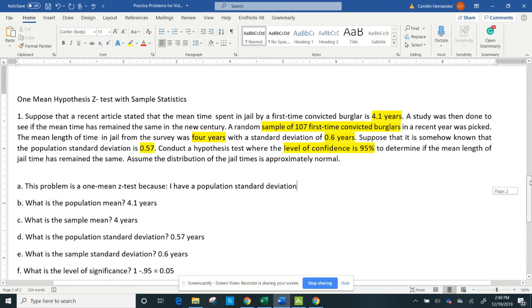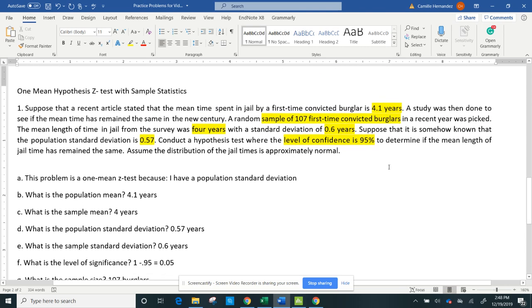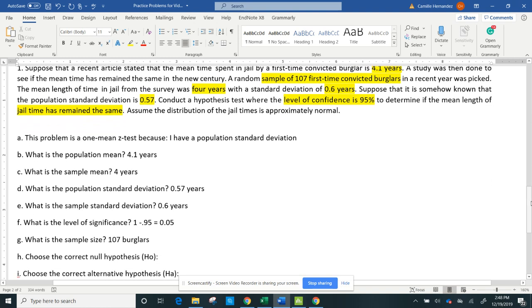null and alternative. So what did they want to know? They wanted to know if the mean length in jail time had remained the same. That's another way to say equals. So remember, the equal sign has to be in the null. And if I turn the word null to a vertical position, I can see that those two L's make an equal sign. That's how I remember it.